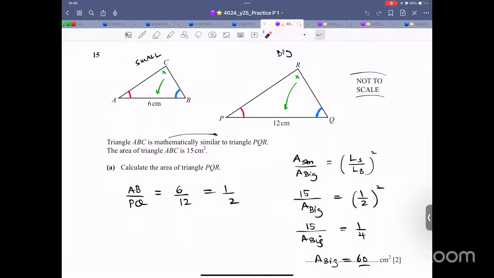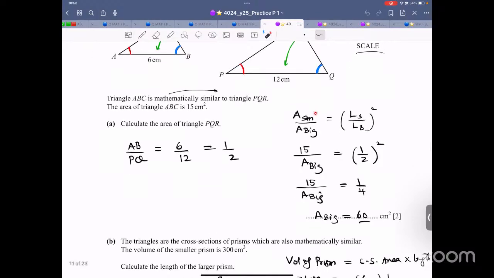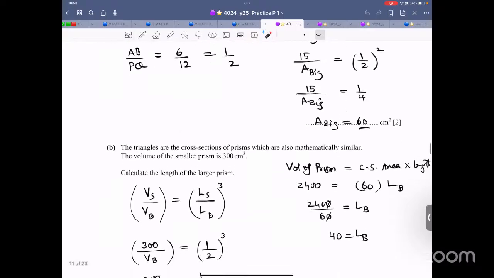Similar triangles, very important. Now the diagram is drawn, this red and this red, this blue and this blue, this cross and this cross. So just focus on this. This is 6, this is 12. So the ratio of small to big is 1:2. The area of the triangle PQR, the area of ABC is 15. So area of PQR should be multiplication by something. So area of small, area of big, length of small, length of big, the square. So 15, area of big, half square. Therefore, area of big is 60, which makes sense. So always make sure that your answer should make sense.